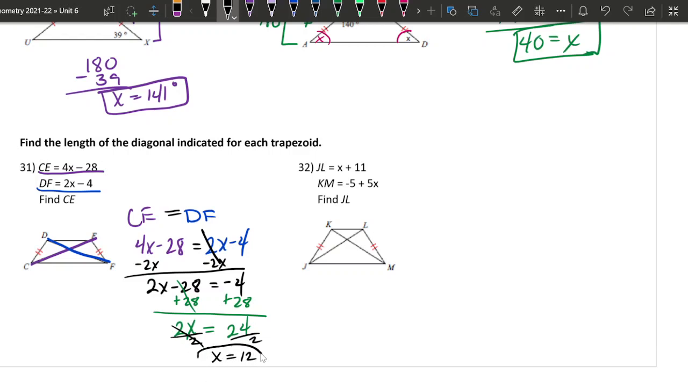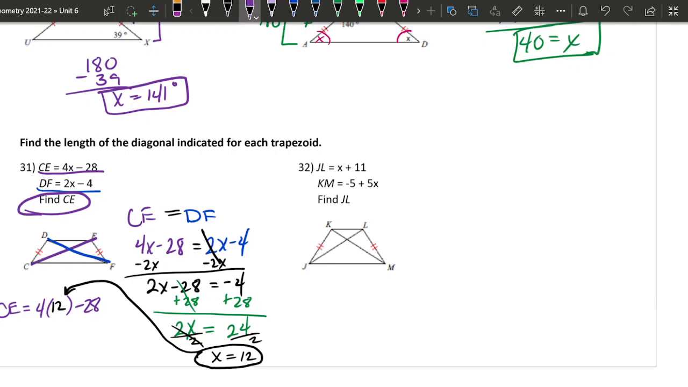But this didn't say what is x. It says find CE. Make sure that you don't just solve for x and stop. Quite likely, that will be one of the multiple choice answers, but it's not the right answer because it didn't ask you for x. It says find CE. CE is 4x minus 28. And then take the x that I solved for, 12, and plug it in right there. So it's 4 times 12 minus 28. And if you type that in your calculator, it would tell you that CE is 20.